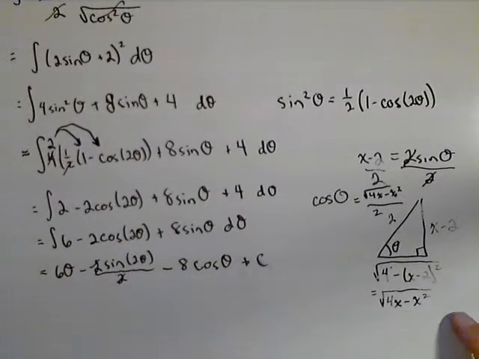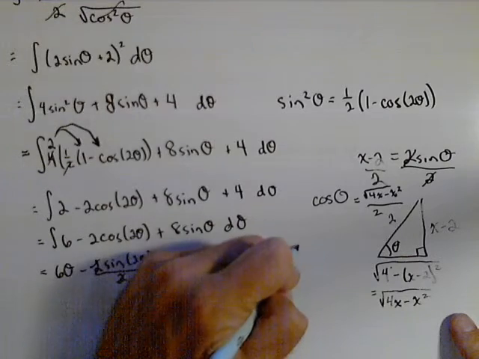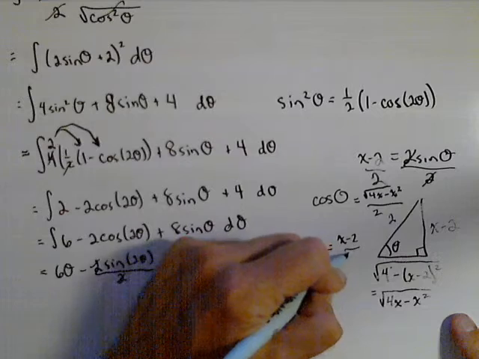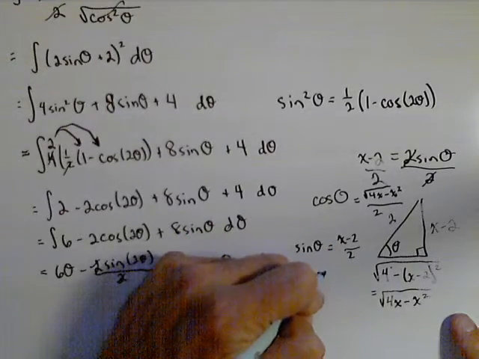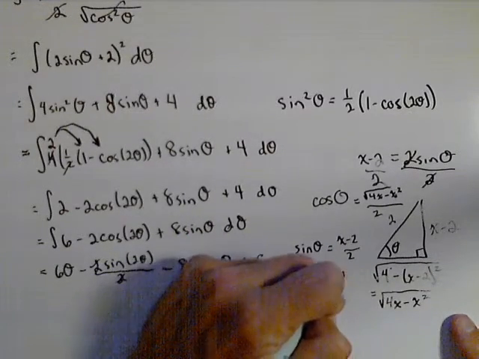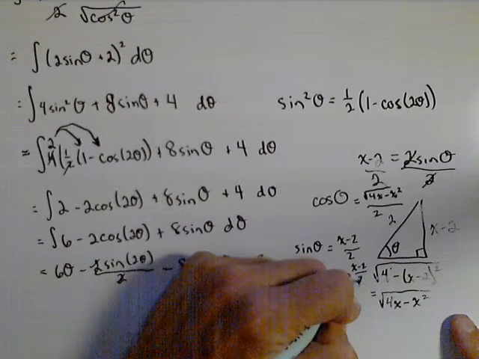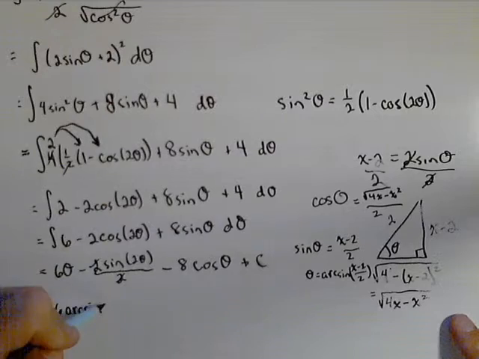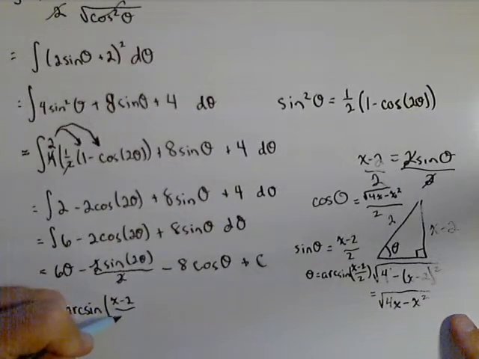So, remember we know that sine of theta equals x minus 2 over 2, so theta equals the arc sine of that, x minus 2 over 2. So we'll try and put this back together if we can. We might need to go onto another page. So we're going to have 6 arc sine of x minus 2 over 2.